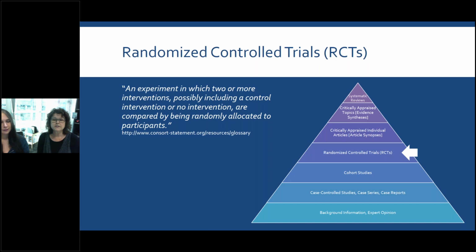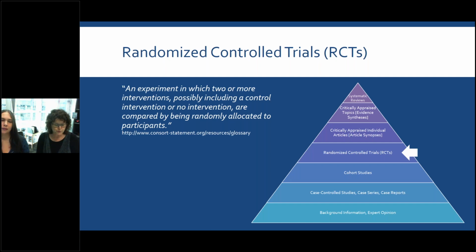RCTs are said to be the strongest evidence because they use a control and placebo group, and participants are randomly allocated into the experimental group or the control group. That reduces any allocation bias. What we mean is that there's an equal chance of either group receiving the intervention or control. And ideally, it would also be blinded.